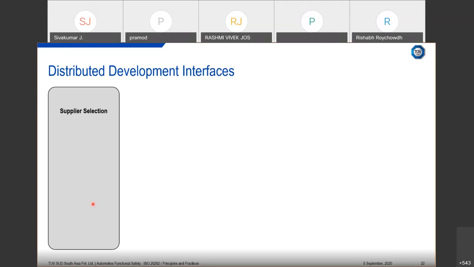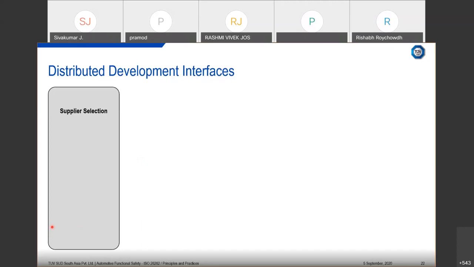In that, one of the things is the supplier selection. For example, we have a customer, I mean an OEM. Below that there is a tier 1 supplier, tier 2 supplier, and so on. When we have different levels of suppliers, how are we assessing their capability and including them in the functional safety product development, because that is also one of the important aspects that need to be compliant, right?